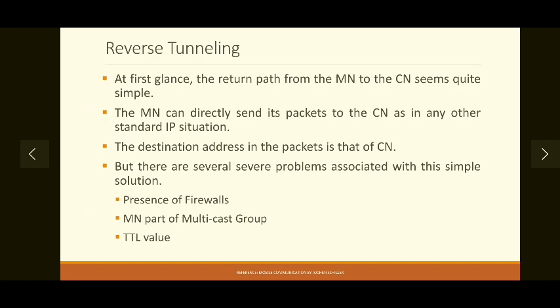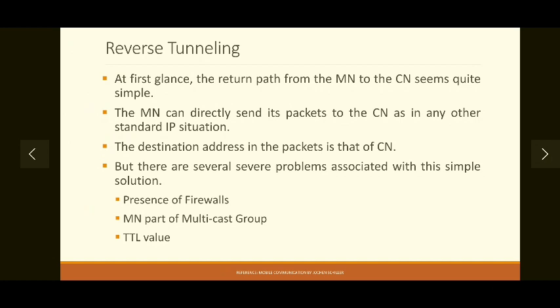Now, when a mobile node moves from the home network to a foreign network, usually tunnels are required. So, when packets are to be delivered to the mobile node, these tunnels are used for delivering the packets to the mobile node in a foreign network. Now, when packets are to be returned from the mobile node to the correspondent node, how will it be performed?